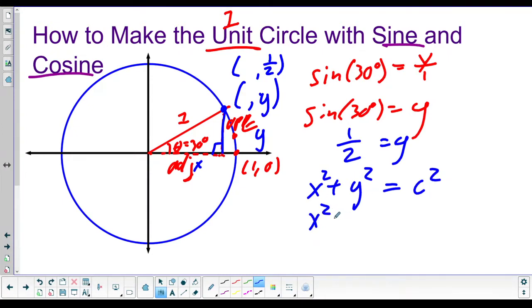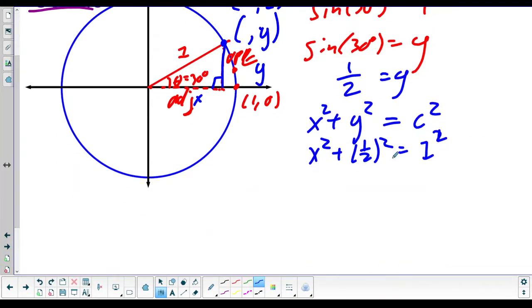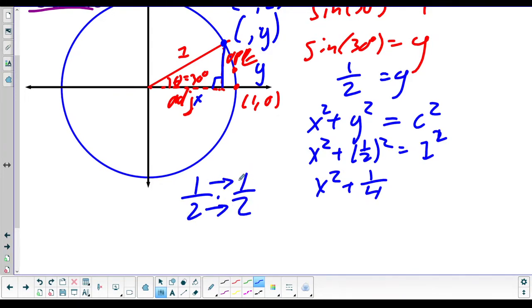X squared plus y, we know, is 1/2. So this is going to be 1/2 squared equals our hypotenuse, which is 1. So this is 1 squared. Wonderful. So now let's simplify this. X squared plus 1/2 times 1/2 is 1/4, because you multiply straight across for fractions. So 1 times 1 is 1, 2 times 2 is 4. Equals 1 squared, which is 1.